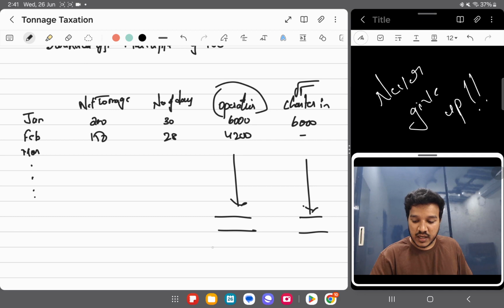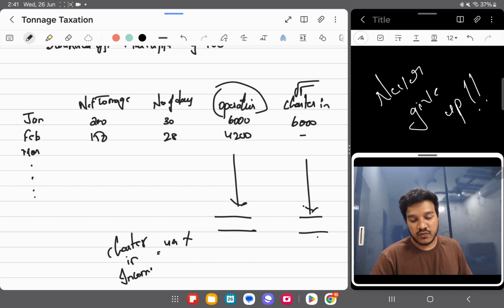Now you see the percentage. This charter-in income should not be more than 49%. If it is more than 49%, then the scheme is not applicable. I hope you understood this.